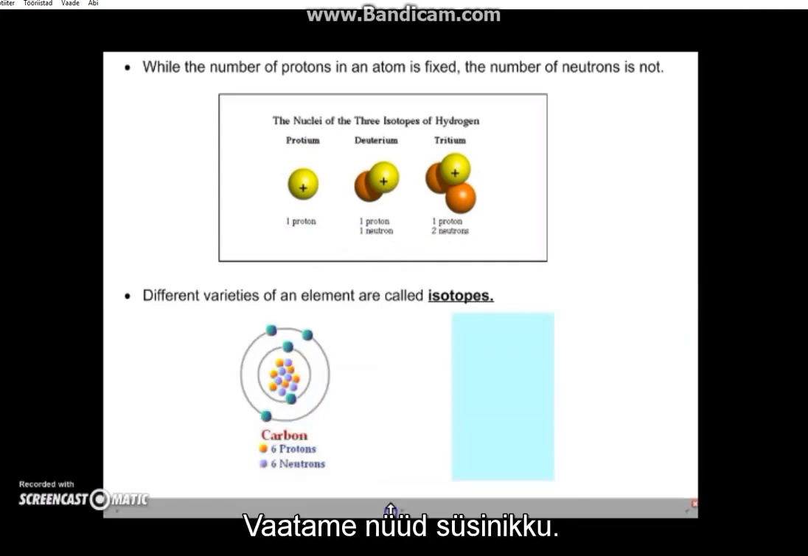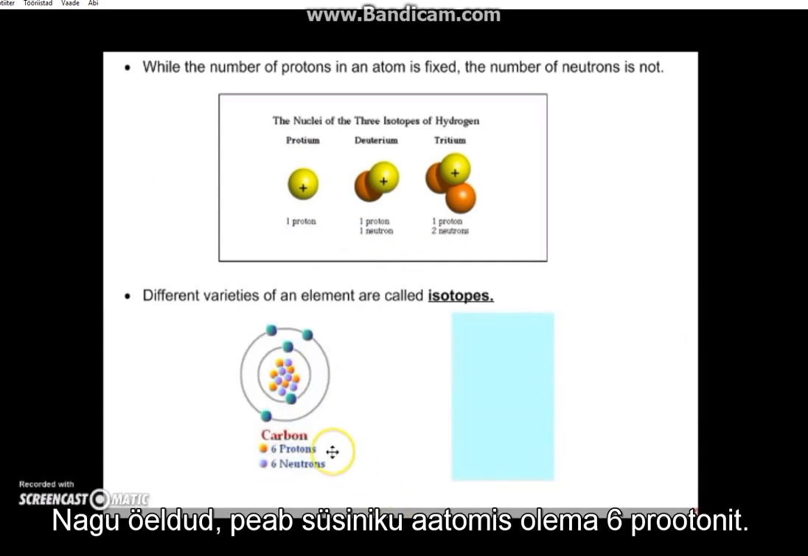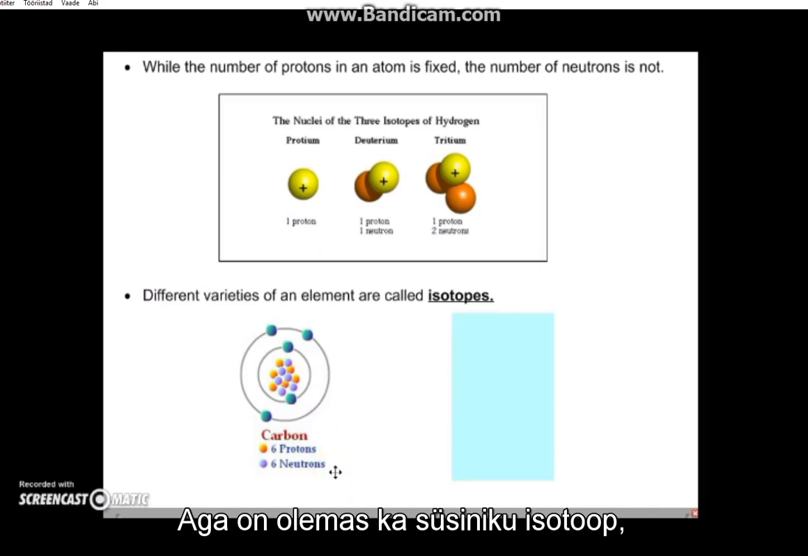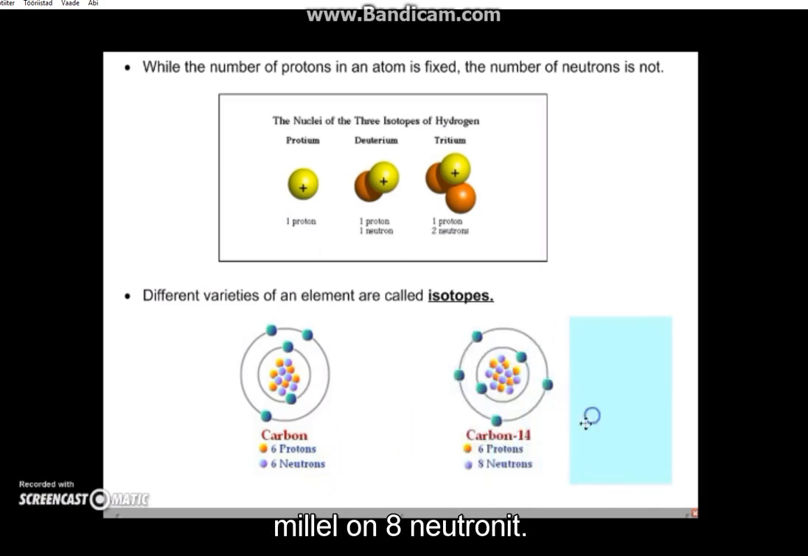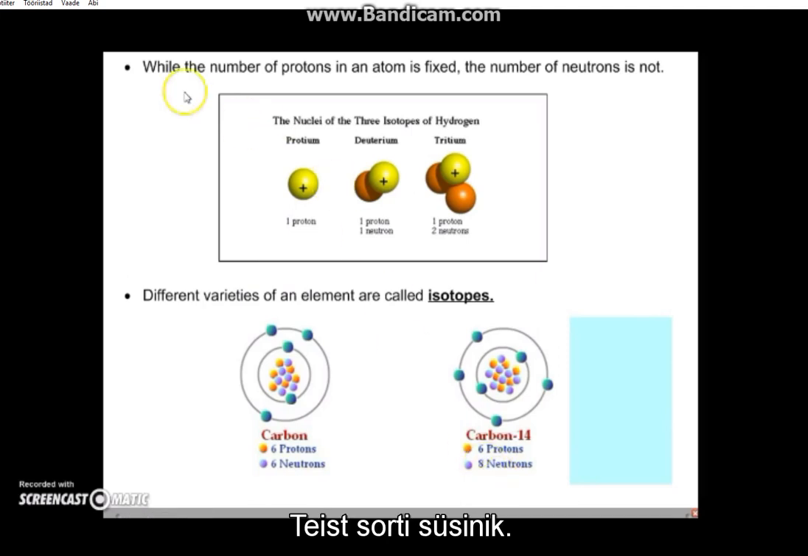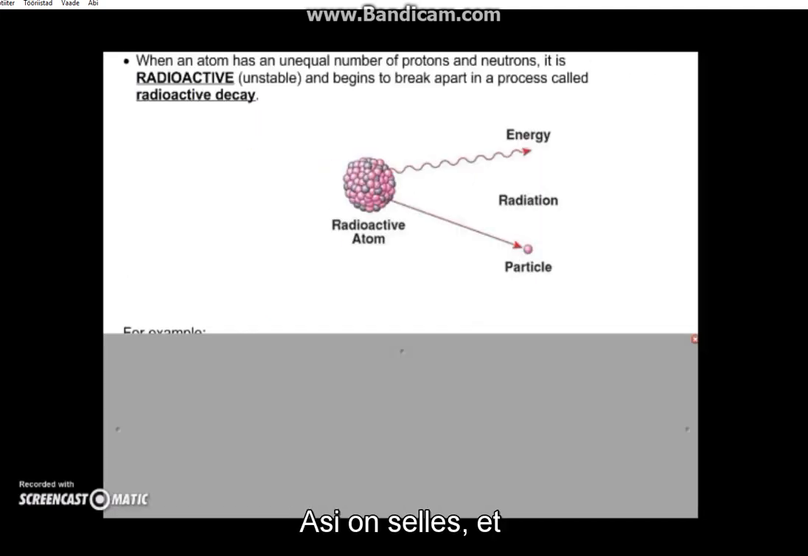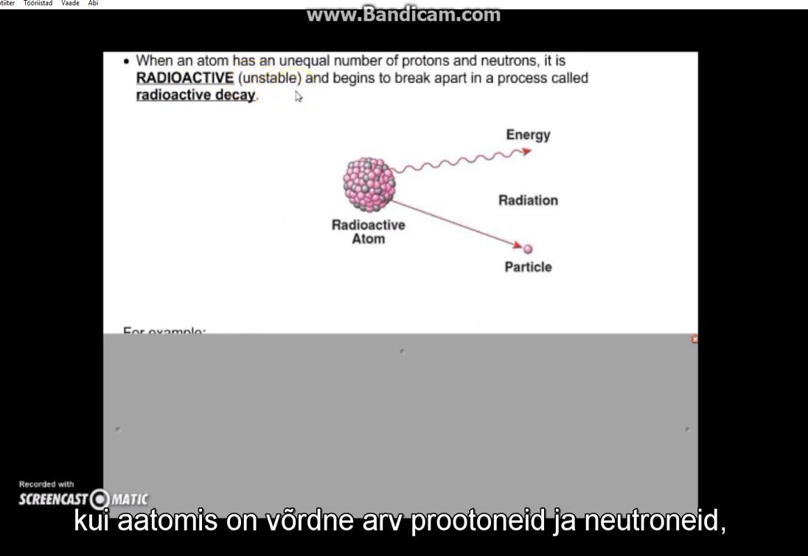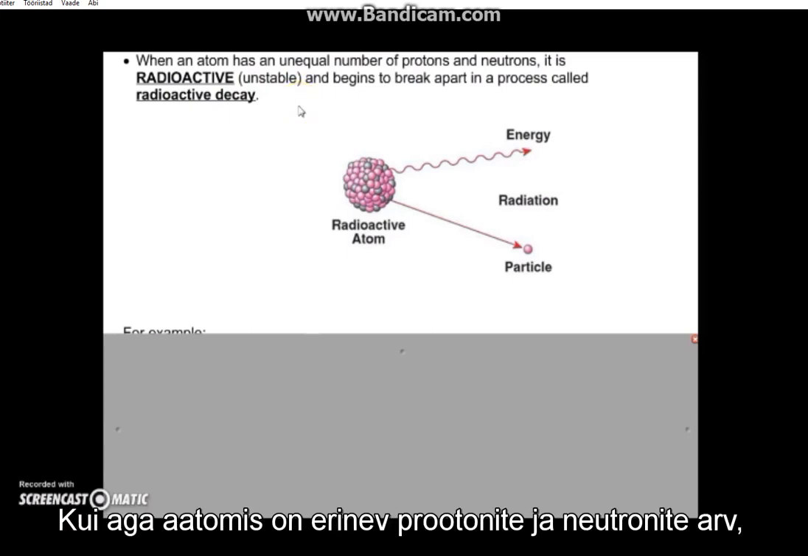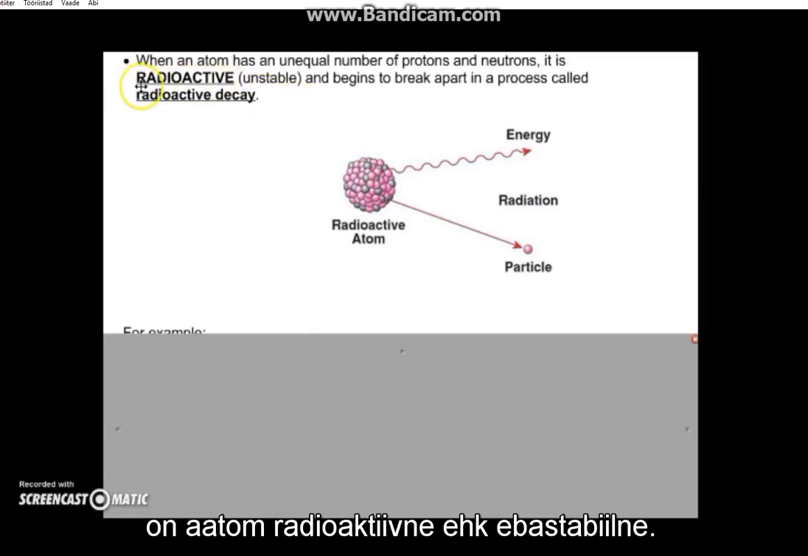Let's look at another one. Let's look at carbon. We said before that carbon always has 6 protons. Sometimes it'll have 6 neutrons also. But there's another isotope of carbon. There's another variety in which there are 8 neutrons. It's still carbon. It's just a different isotope, a different variety of carbon. Now the thing is, when atoms have an equal number of protons and neutrons, it's stable. But when the number of protons and neutrons are not equal, the atom is radioactive, or unstable.